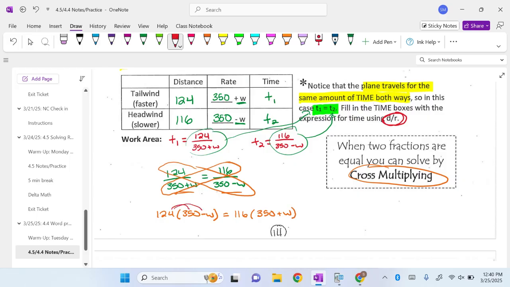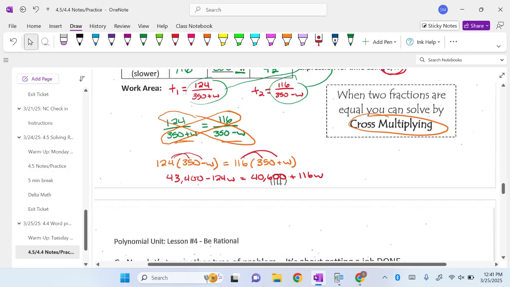So I'm going to take a minute and distribute to both sides. Can someone do the two big numbers times themselves? 124 times 350, 43,400. Thank you. So 43,400 minus 124W is equal to 40,600 plus 116W.